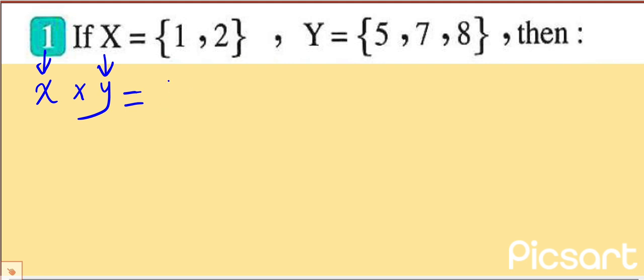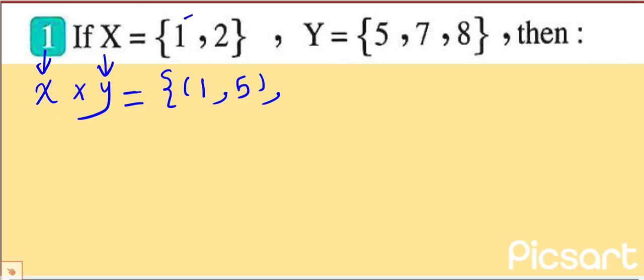First I will open set brackets, and then an ordered pair bracket. Then 1 and 5. Excellent. But here we can multiply 1 with 5 and 2 with 5. No, this is not a multiplication, this is cross.